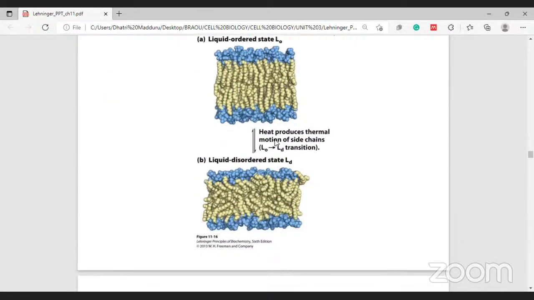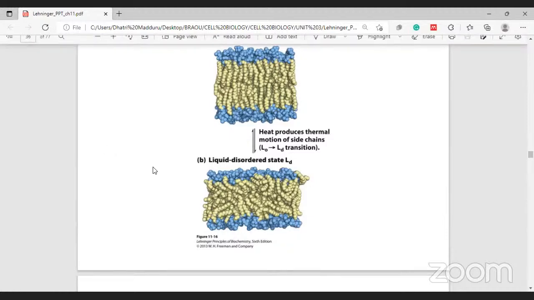So this is how it looks. When they are ordered, what happens? They will be tightly packed. And when the distortion takes place, there will be space. Therefore, the movement will take place.